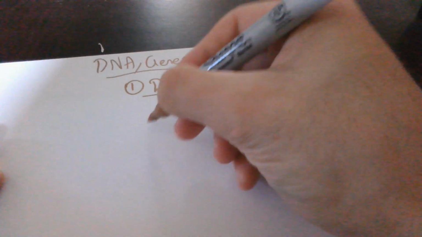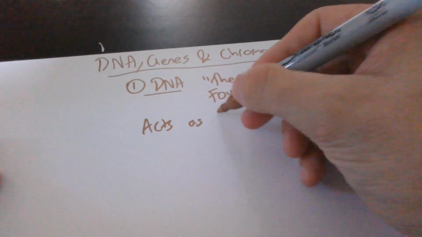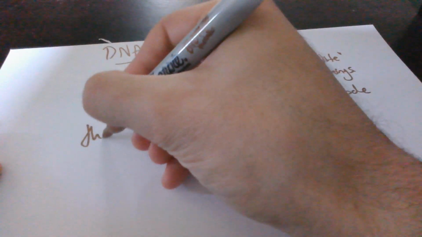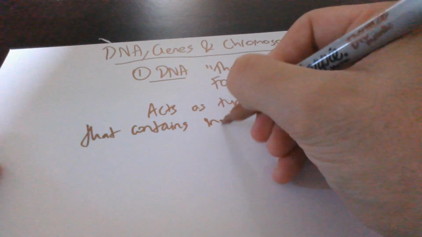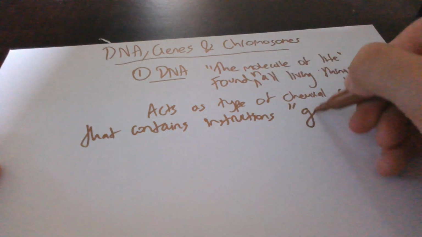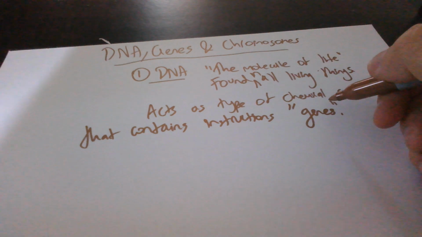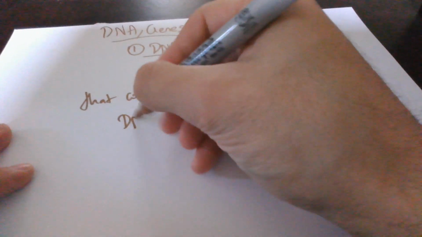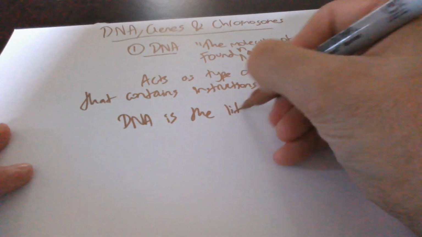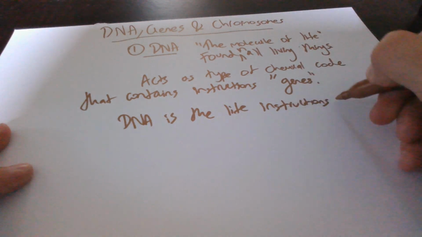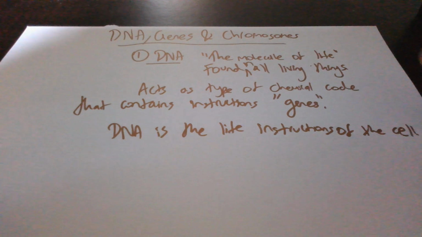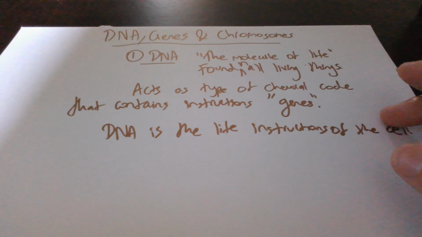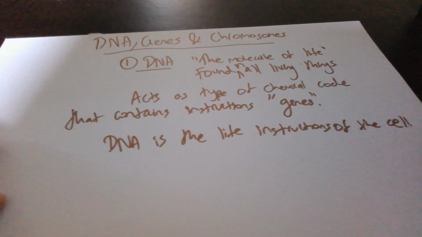So acts as a type of chemical code that contains instructions. Okay, and these instructions are called genes. Okay, so DNA is basically the life instructions of the cell. DNA is life instructions of the cell. Okay, it's a list basically. Okay, so that's DNA. I'll also be talking about DNA in subsequent videos.